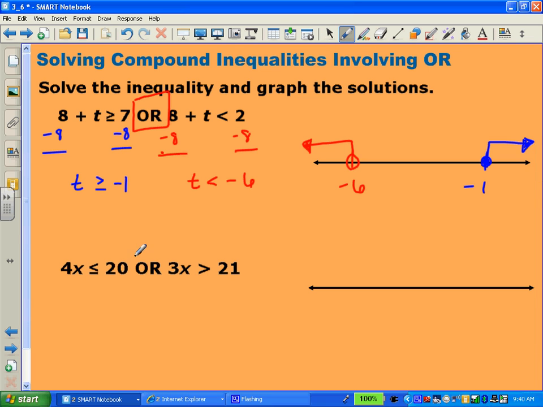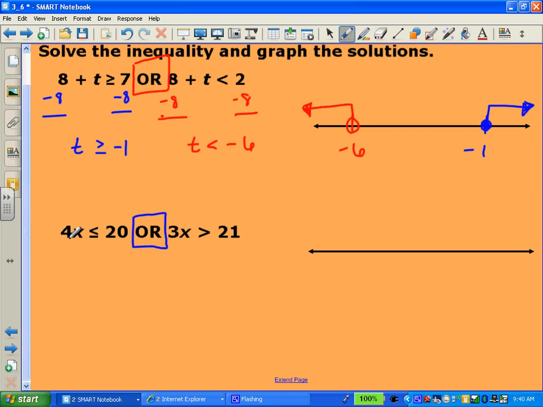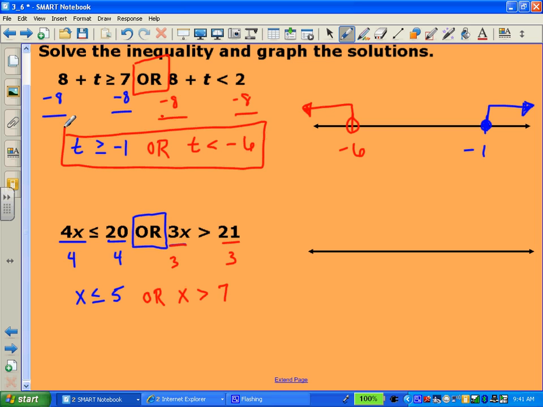Let's look at another one here. So again, these are easy to spot because they have the word or in them. So they're an or inequality. So here I have to divide by 4 to solve this one on the left. So I got x less than or equal to 5. Over here I divide by 3. I get x greater than 7. Sorry, I forgot to write the word or up here. We will need to write the word or. So this would be our solution here. This would be our solution down here.